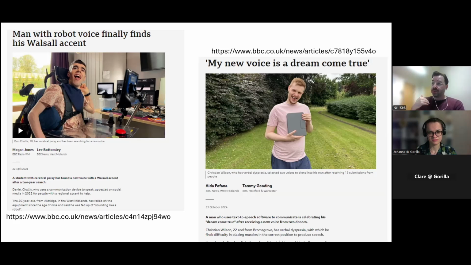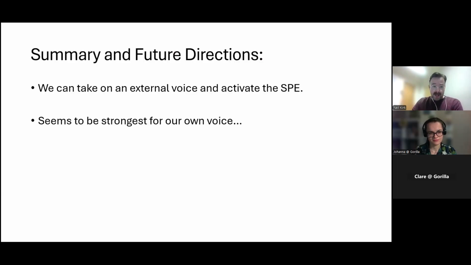And so this self-prioritization effect, I think, actually can give us some insights into not just the subjective alignment with the voice, but actually how do we prioritize it more? How do we sort of attune our brain to it more? If we're in the absence of using a voice that is ours, if we're choosing an external one, I think there are ways that we can boost this effect. So yeah, I think this research and these findings have got a real insight into all types of voice technology. So just to give a bit of a summary, we can take on an external voice and activate this self-prioritization effect. It's a very powerful thing. However, it does seem to be strongest for our own voice.